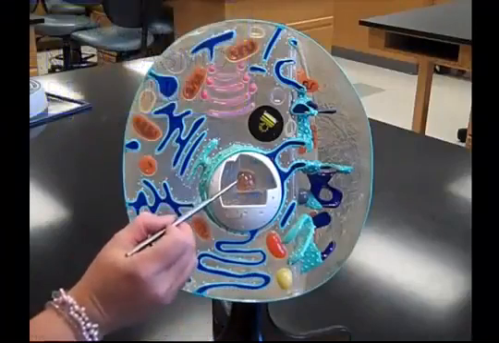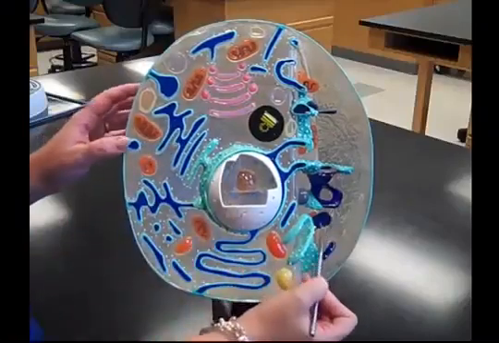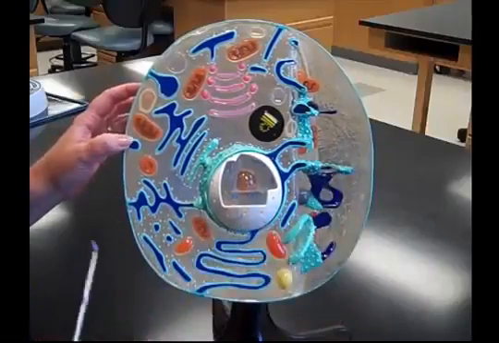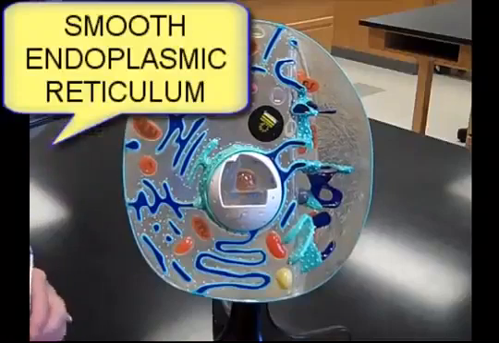Now if we find some of this membrane without the bumps, so here we see two-dimensionally, and here we see three-dimensionally, this dark blue structure without the white ribosomes, that's smooth ER, smooth endoplasmic reticulum.